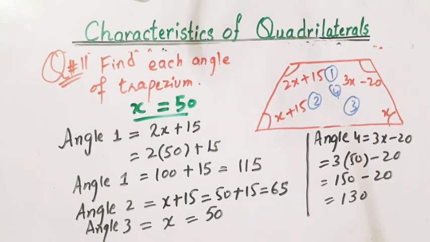Now this is the complete solution for the characteristics of different quadrilaterals, and quadrilaterals are different shapes like square, rhombus, parallelogram, trapezium, and we have studied their diagonal properties also.